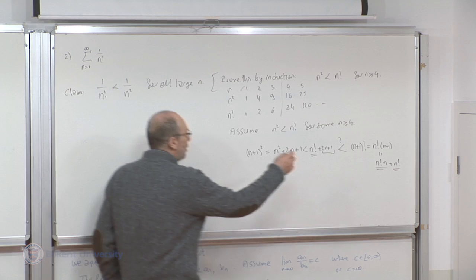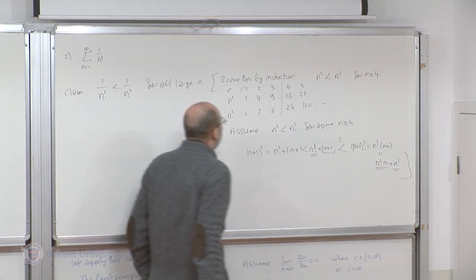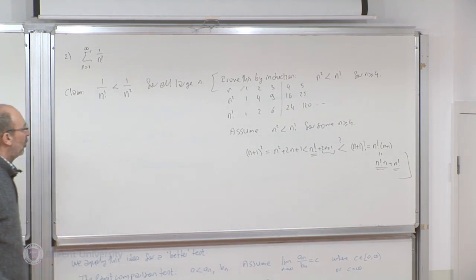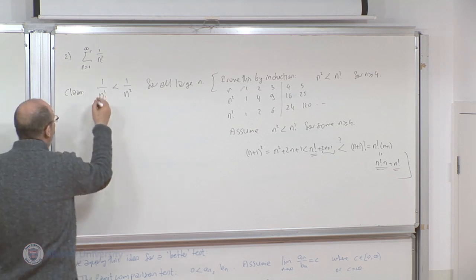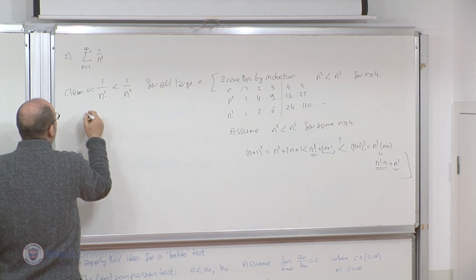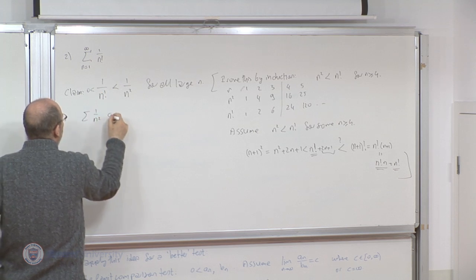So this shows that this is true for all large n. In particular, we even know that it starts from n equals 4, but we are not interested in precisely where it starts. All we need is that from some point on, this inequality holds. Now this is all positive. These are all positive. Summation 1 over n squared converges.